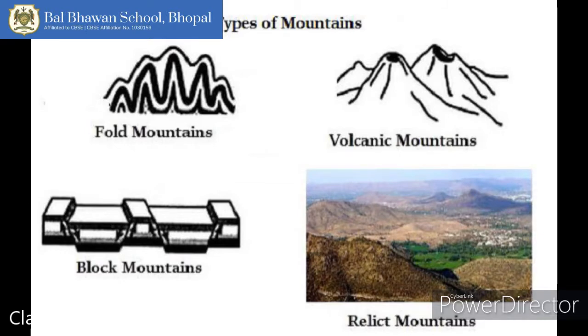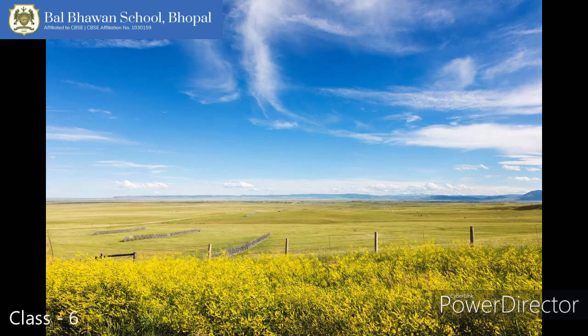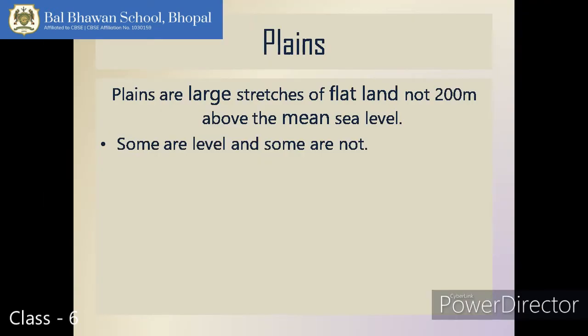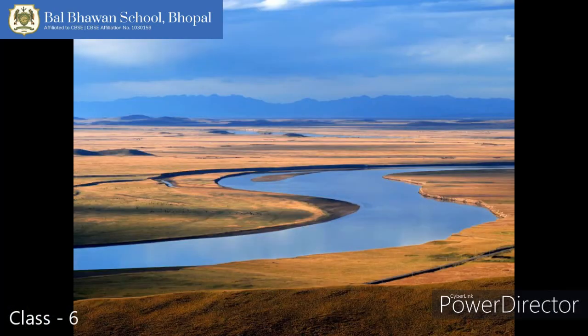We have looked at the mountains and the plateaus, and the next landform that we are going to study about is the plains. The plains are large stretches of flat land which are not more than 200 meters above the mean sea level. Some of these plains are extremely level, while others may be slightly rolling and undulating. Most of the plains are formed by rivers and their tributaries.